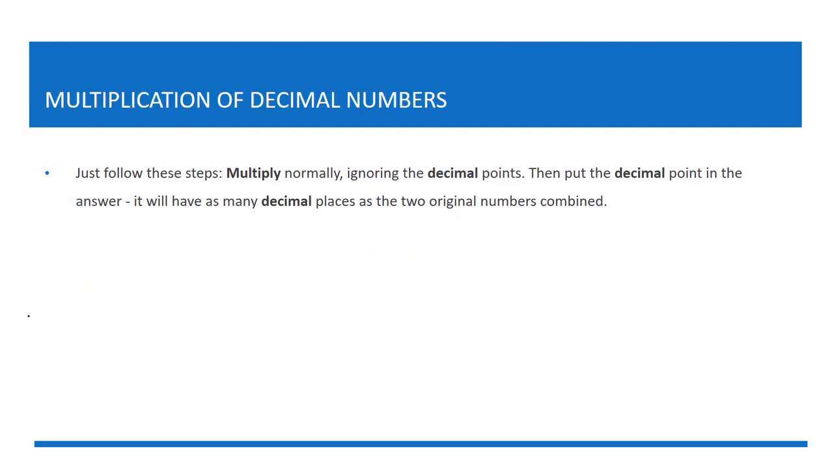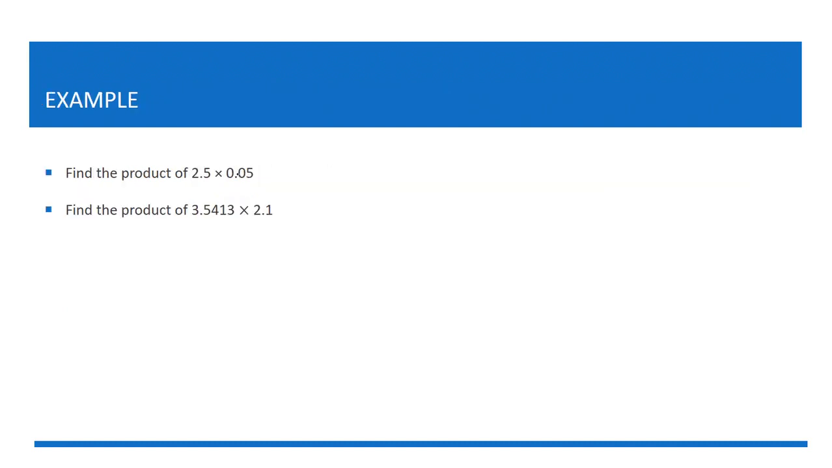Now if you want to multiply decimal numbers, normally multiply it. What you need to do is ignore the decimal point, then put the decimal point in the answer based on the number of decimal places in the two original numbers combined. So you need to add those two decimal places. Let us check this. Find the product of 2.5 into 0.05.